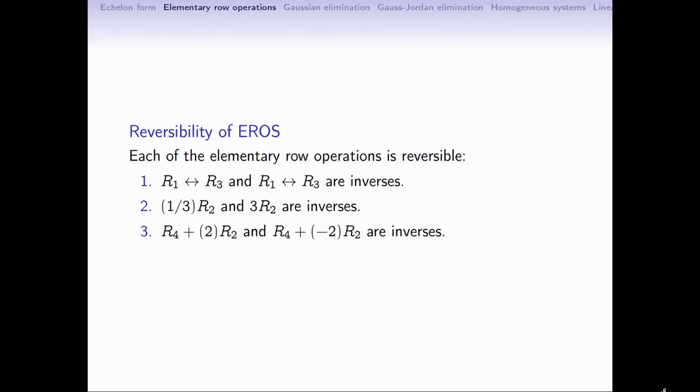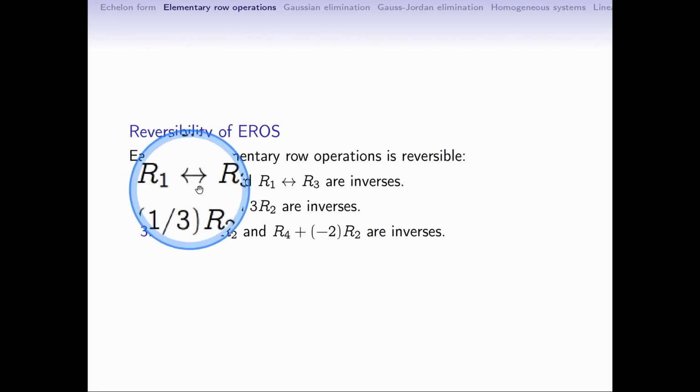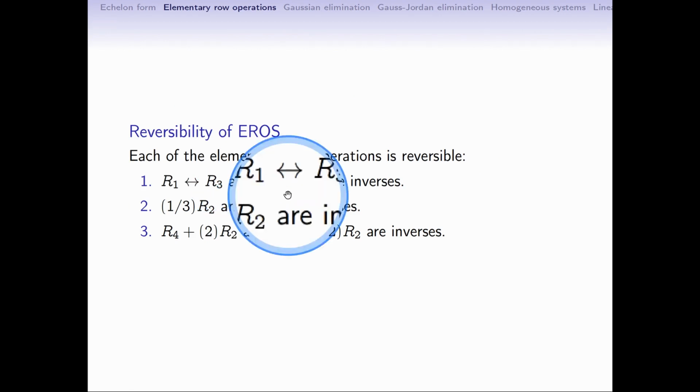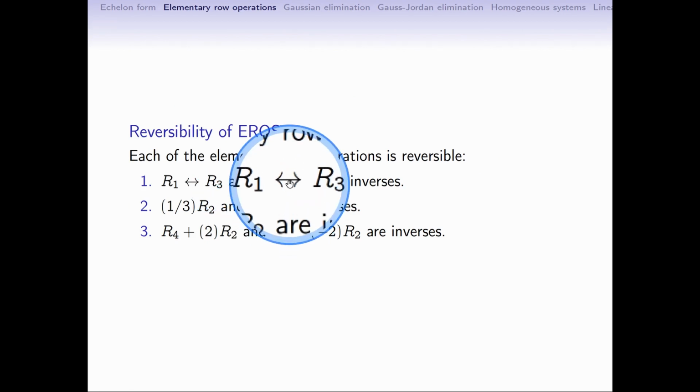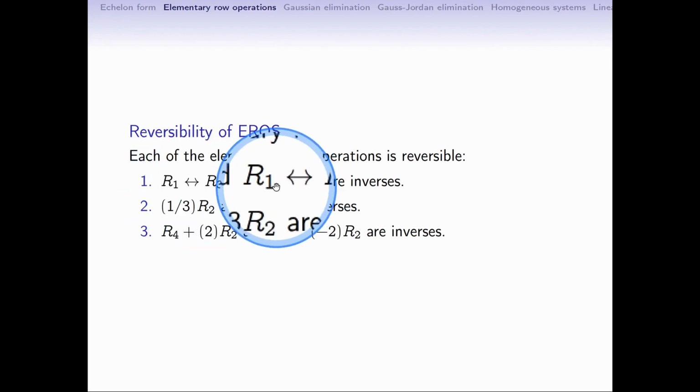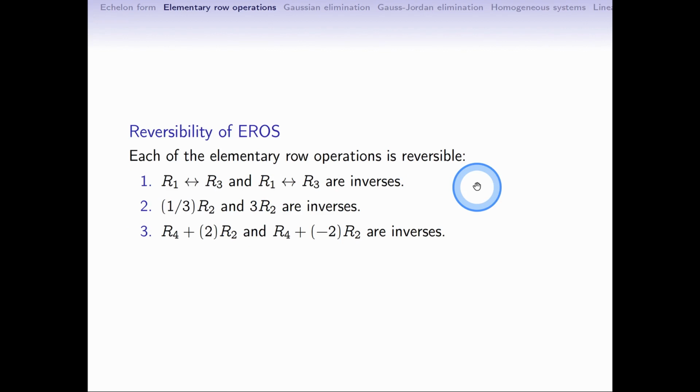This next observation has many important consequences. Each of the elementary row operations is reversible. Now let me give you a concrete example in each type. So for type 1, imagine I take a matrix and I switch row 1 and row 3. I can easily reverse that by switching row 1 and row 3 once again. So switching row 1 and row 3 and then doing it again will bring me back to exactly where I started.